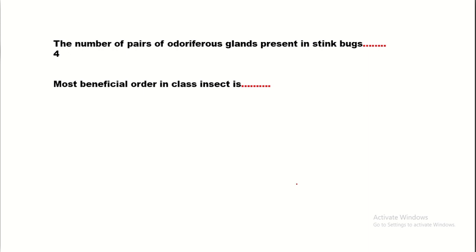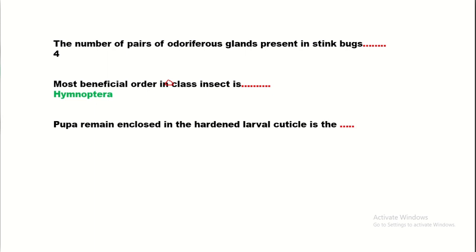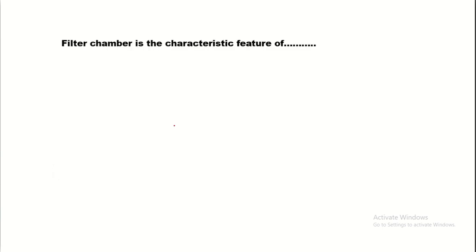The most beneficial order in class Insecta is Hymenoptera. A pupa that remains enclosed in the hardened larval cuticle is the coarctate type of pupa. Chitin is absent in the epicuticle. Filter chamber is the characteristic feature of sap-sucking insects.